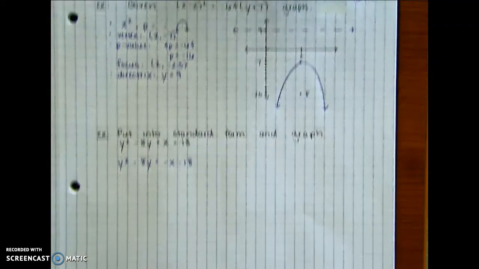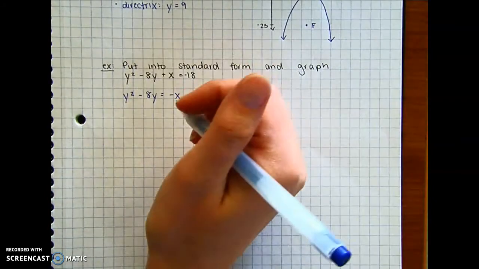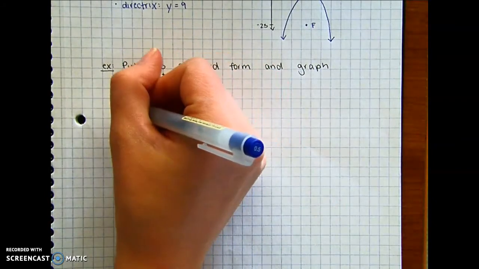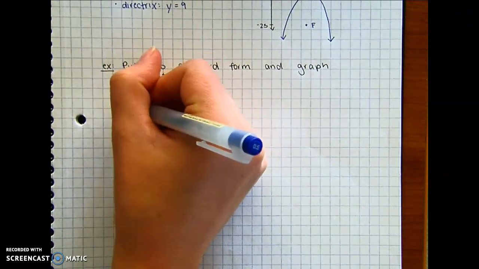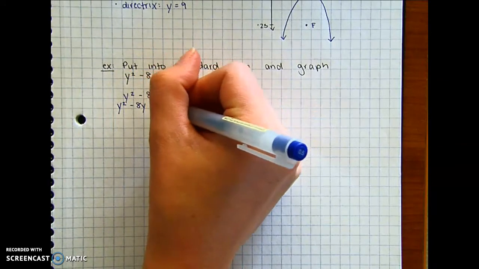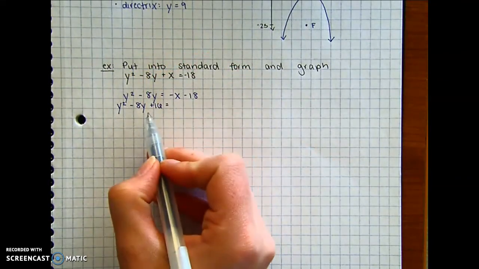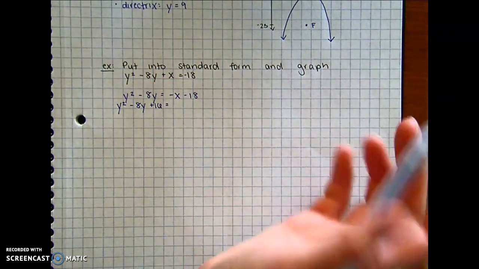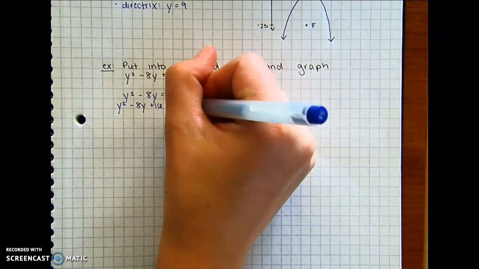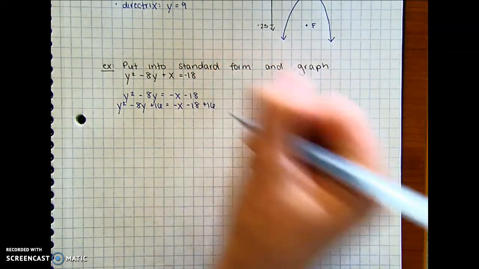So as we reviewed, to complete the square we need to do negative b over 2 squared. So negative 8 divided by 2 is negative 4. Negative 4 squared is 16. So I'm going to do y squared minus 8y plus 16. Because I added 16 on the left side to complete the square, in order to keep my equation balanced, I need to do it to the right side as well. So we have negative x minus 18, and don't forget to add 16.